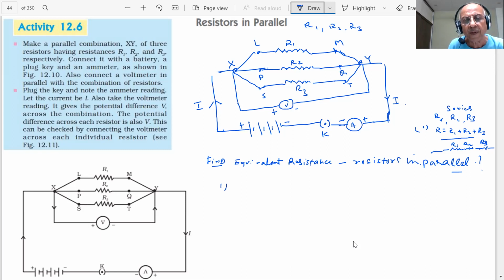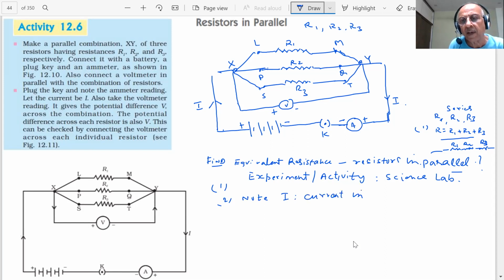Important point. We are now doing an experiment, students, or what we call an activity in the physics lab. Activity we are doing in our science lab. What we are doing, you will note down: if I complete the circuit, you will note the I value. I is my current in amperes. This will be given by which one? Ammeter. I will note down my ammeter reading.